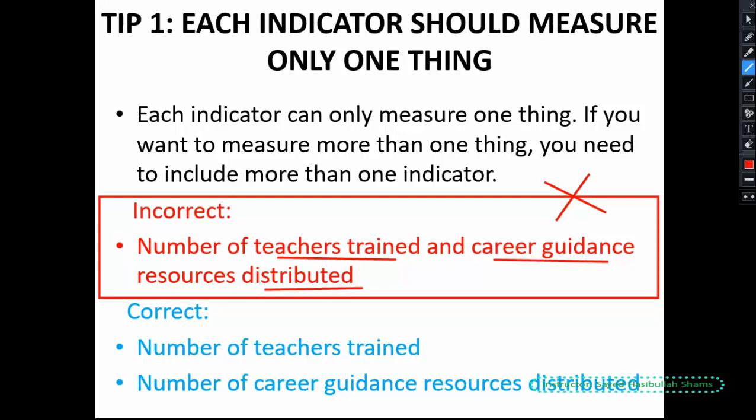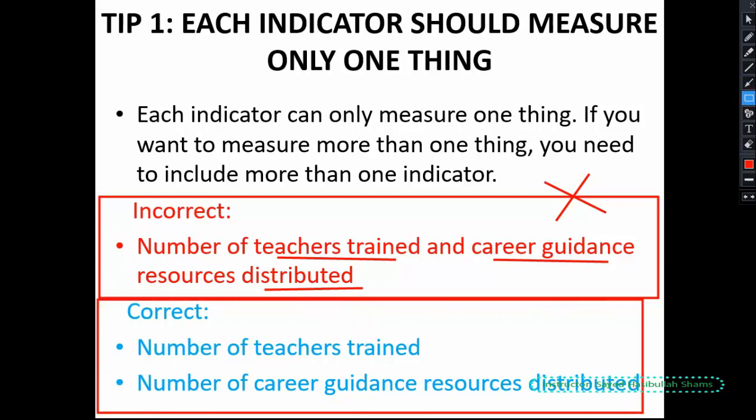For now, I have brought only one example, where one indicator tracks and measures two things: career guidance distribution and teacher training. We must write the same example in the correct format and divide this indicator into two indicators. Number one, number of teachers trained. This is a correct indicator because it tracks only one thing. And number of career guidance resources distributed. This also tracks one thing, the numbers of guidance resources distributed, and we can easily measure and track these indicators.